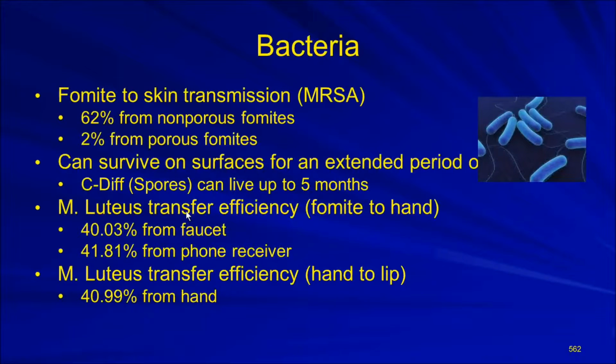Bacteria also can survive on surfaces for an extended period of time. For instance, C. difficile spores are very resilient and can live up to 5 months on surfaces. But we can see anywhere from days to weeks, or even months, for bacteria to live on these surfaces. Another study shows that around 40% of bacteria on a fomite can be transferred to a hand, and that around 41% of bacteria on a hand can be transferred to a lip.